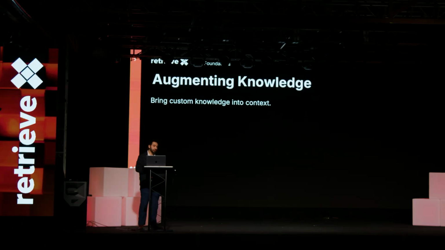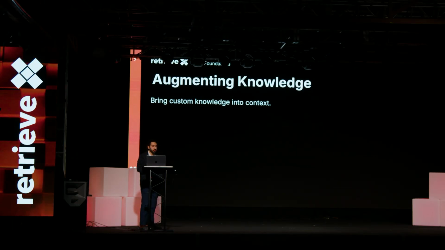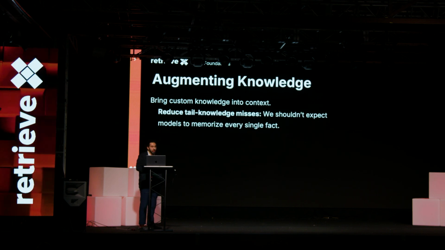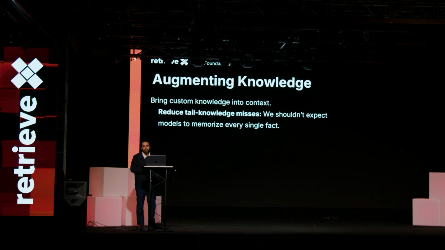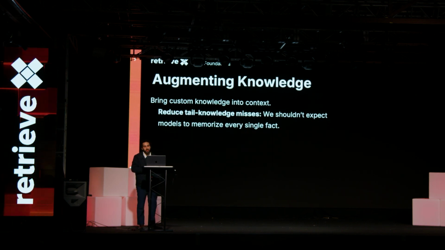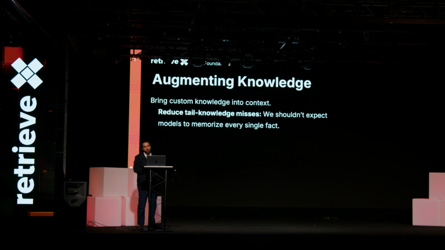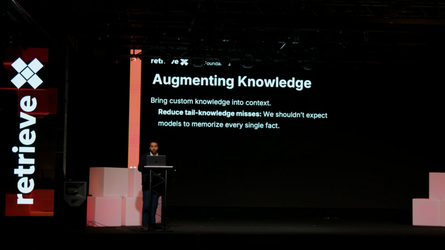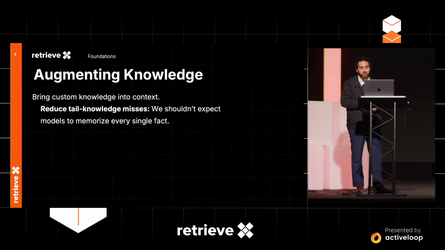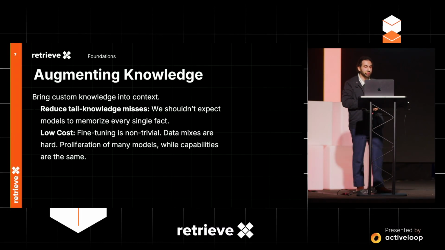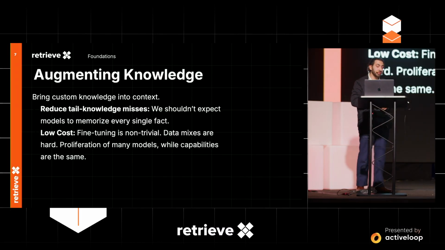So like I mentioned before, one of the core reasons to use retrieval is you want to bring custom knowledge into context. Essentially, this reduces your tail knowledge misses. There's no expectation that our language models are going to be able to memorize every single fact, nor do we want this, just from a large-scale pre-training perspective. So by prepending some additional semantic knowledge, you can reduce the heaviness of LLMs needed for your specific task. The other thing is it's low cost.